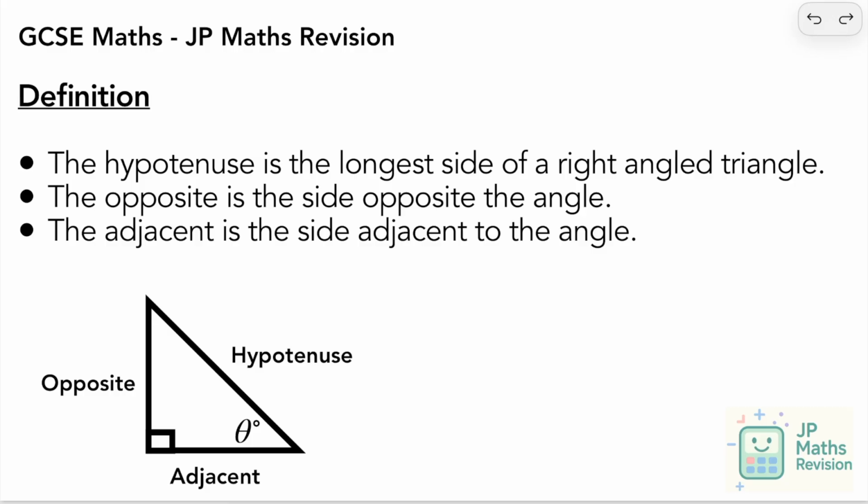So a quick definition: the hypotenuse is the longest side of a right angle triangle. The hypotenuse is the side that's opposite the right angle. The opposite is the side that's opposite the angle in the question. So this is the angle, and the side that's opposite the angle is this one. And the adjacent side is the side that's adjacent to the angle. Adjacent means touching, so it's the side that's touching the angle here.